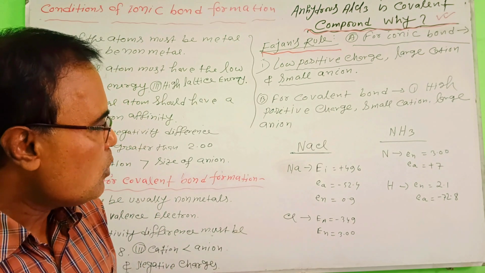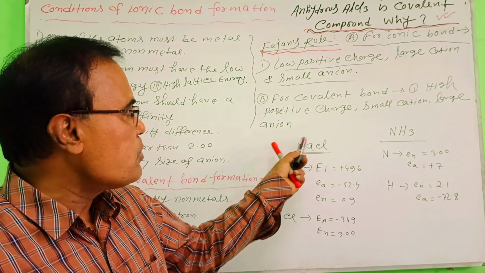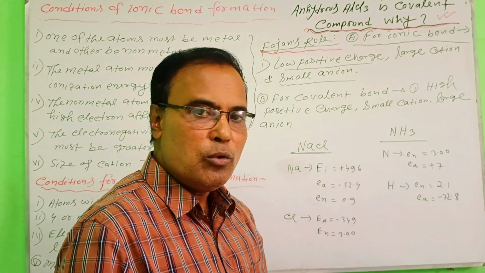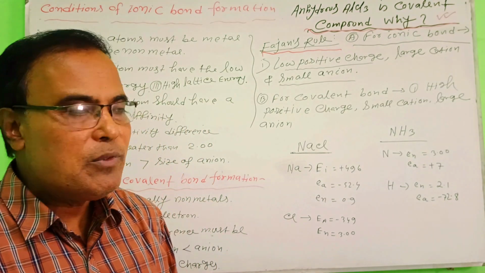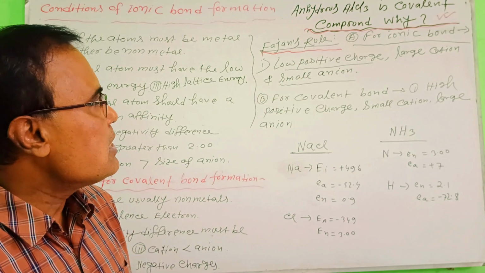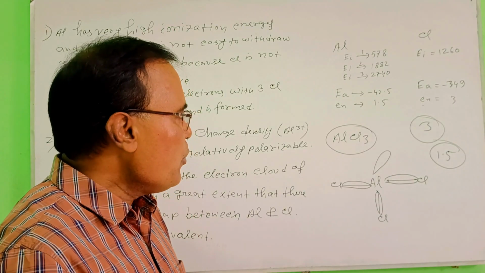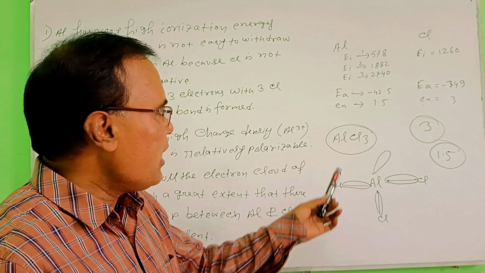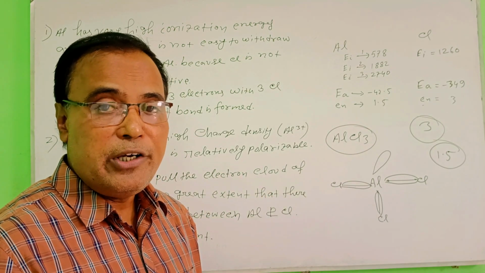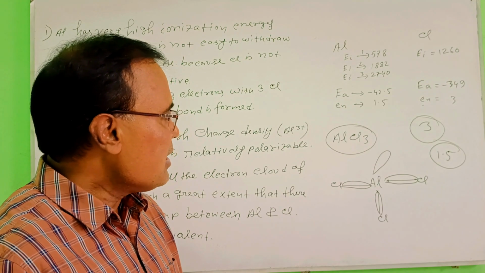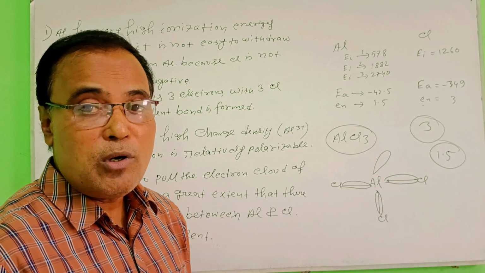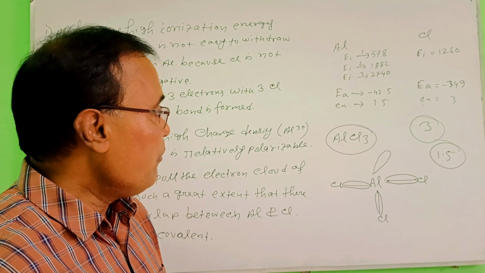Now, you have to justify the bonding nature of sodium chloride molecule and ammonia molecule. After that, I will give the final answer. Anhydrous aluminium chloride is a covalent compound. Students, now you can explain the bonding nature of anhydrous aluminium chloride with the help of different parameters that I have already discussed. Firstly, aluminium is a metal and chlorine is a non-metal, so there must be an ionic bond, but the reality is completely different.